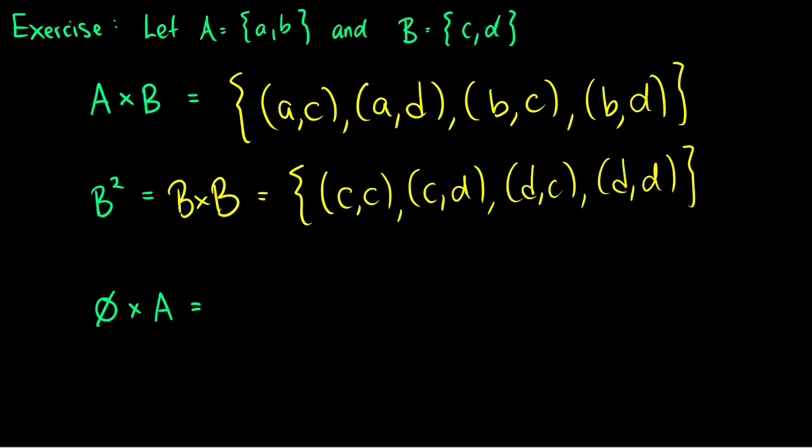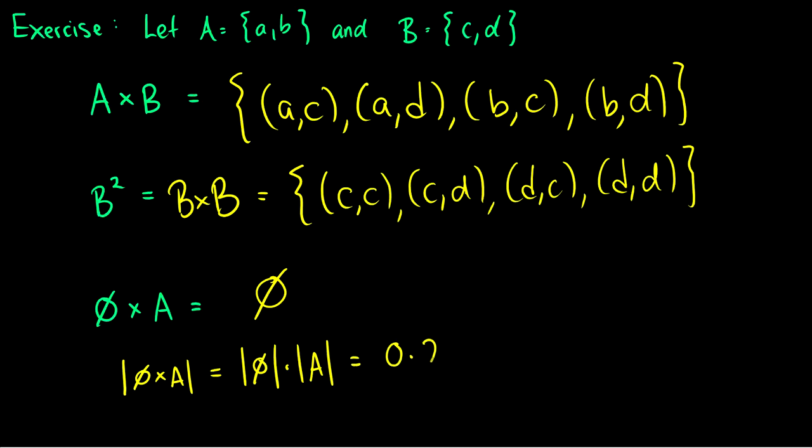What about the empty set cross A? Well, this is interesting, since if you take the empty set and cross it with anything, you get the empty set back. And this makes sense, right? Because if we have the empty set cross A, this should just be equal to the cardinality of the empty set times the cardinality of A, which in this case would be 0 times 2, which is equal to 0. And of course we know that the cardinality of the empty set is equal to 0, so that is essentially why this holds. And a good way to remember what to do when you think, oh no, what do I do with the empty set?